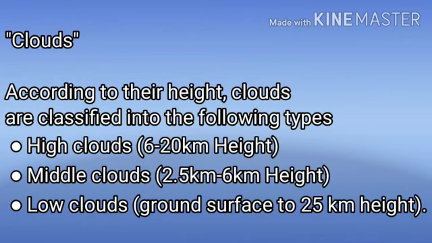Next we will see about clouds. According to their height, clouds are classified into the following types. High clouds are 6 to 20 km in height. Middle clouds are 2.5 km to 6 km in height. Low clouds are from the ground surface to 2.5 km in height. These major types of clouds are further divided into different types on the basis of shape and structure. Cirrus, Cirrocumulus, Cirrostratus are the names, and altostratus, altocumulus, nimbostratus.